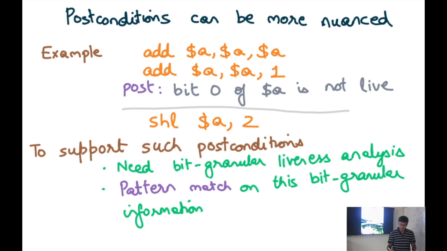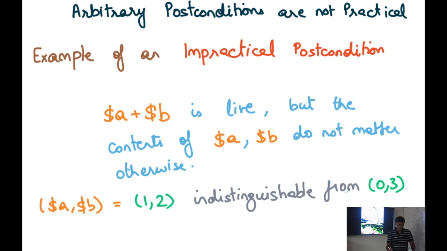Typically, such bit granular post conditions are not allowed in production compilers. Here's another example of a very impractical post condition. For example, if I want to say $A plus $B is live, but the contents of $A and $B do not matter otherwise.